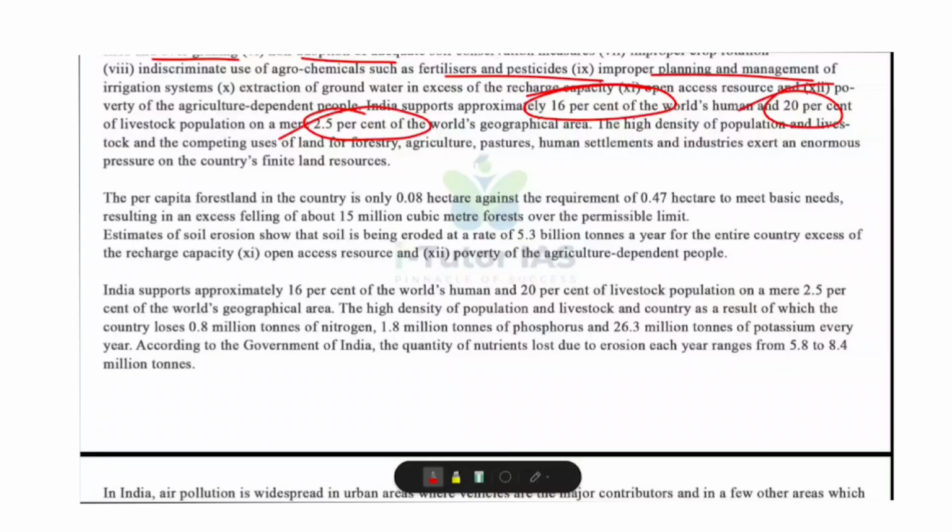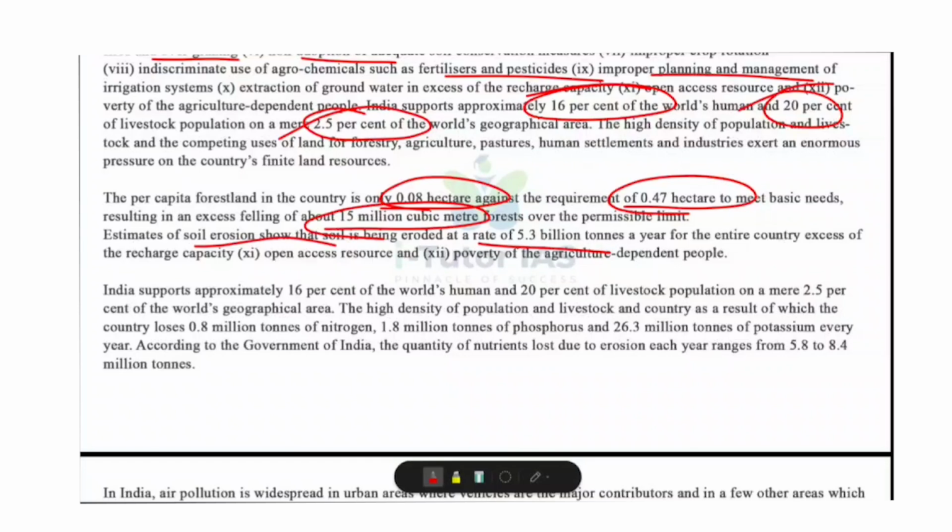The per capita forest land in India is only about 0.08 hectares, while the requirement is 0.47 hectares. This deficit has led to excess felling of about 15 million cubic meters of forest each year beyond permissible limits. Soil erosion is another serious problem. Across India, soil is being eroded at a rate of 5.3 billion tons per year.